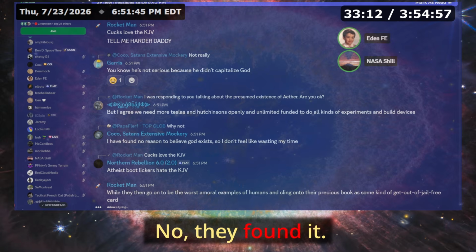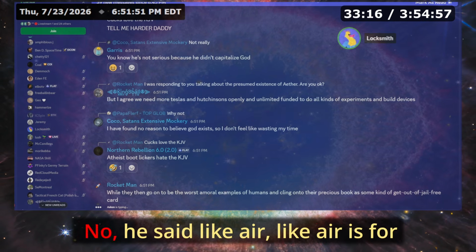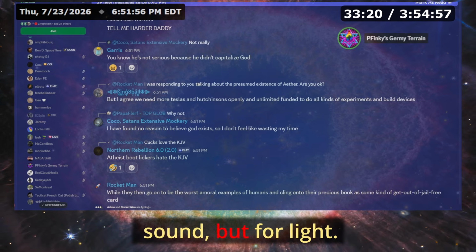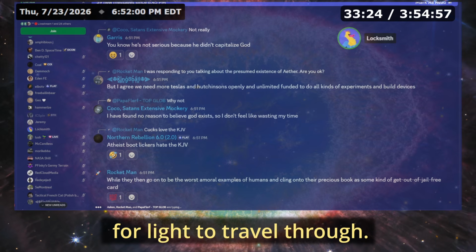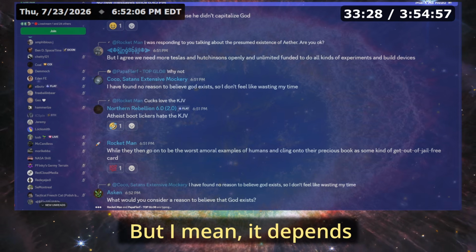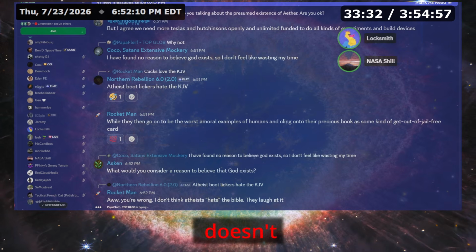Light needs space. They found it. It's air. Air is required for sound. Okay, we're talking about light, though. No, he said like air. Like air is for sound, but for light. Yeah, I agree with that. And there should be a medium for light to travel through. That makes sense. But they didn't find it. But I mean, it depends on your interpretation. No, it doesn't depend on your interpretation. You can look at that as a success.